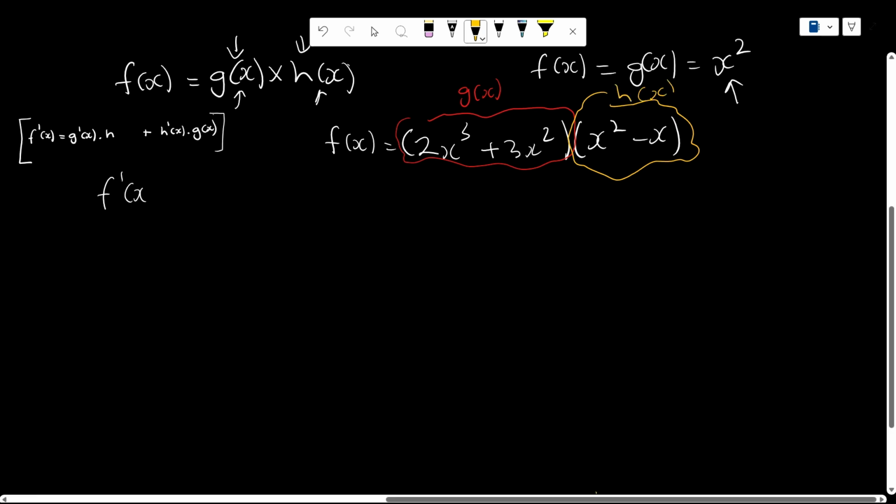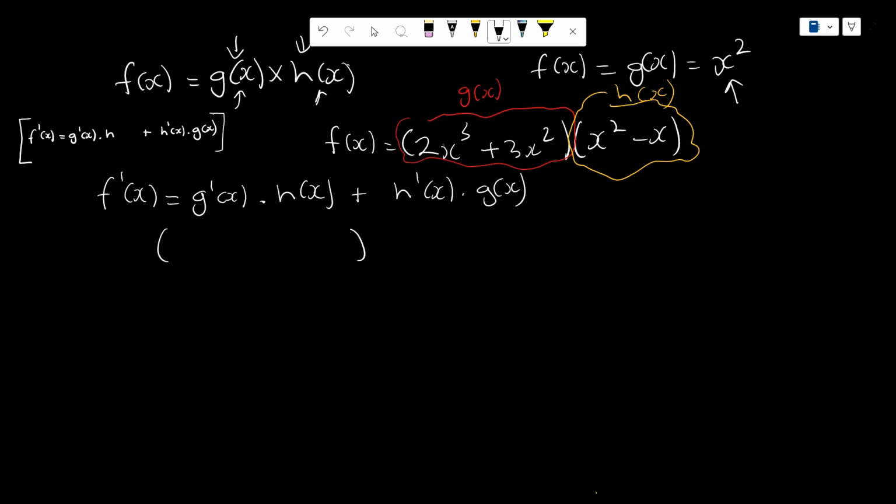It's the function h(x), right? So you're going to apply the same formula here. This is given as the derivative of g(x) times h(x) plus the derivative of h(x) times g(x). Okay, so remember to use the bracket. So you're going to find the derivative of g, which is this part here.